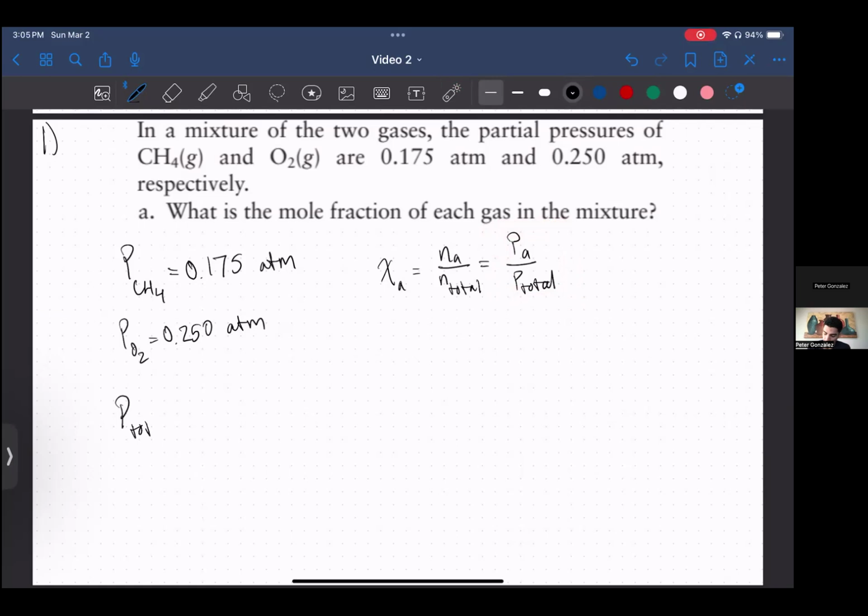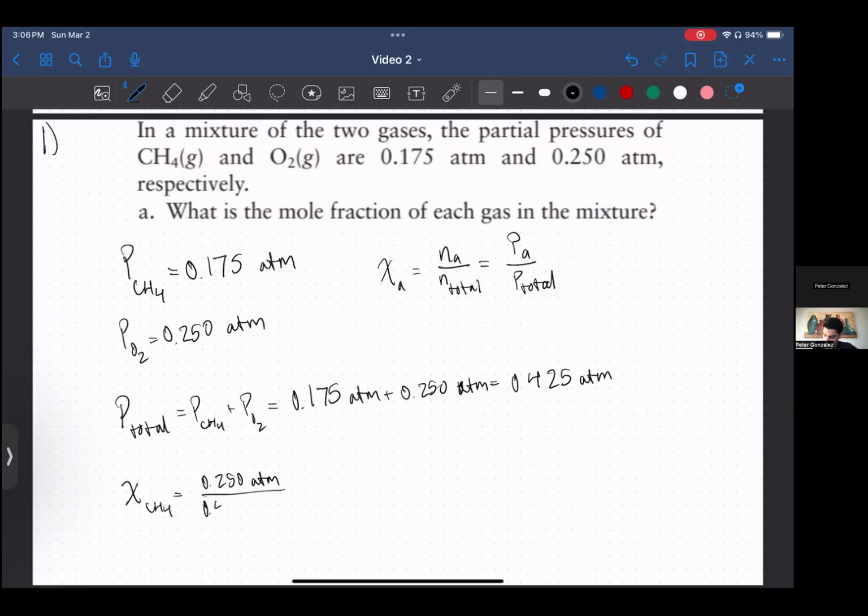So we can figure out the total pressure by adding together the pressure of O2 and the pressure of CH4. And so this will be equal to 0.175 atm plus 0.250 atm, and this will be equal to 0.425 atm. All right, awesome. Now we have the total pressure and the pressures of each gas, we can figure out the mole fraction. So mole fraction of CH4 will be equal to 0.250 atm divided by 0.425 atm. Notice here mole fraction is a value that has no unit, because when you plug in atm over atm or moles over moles, it cancels out fully. So you won't ever have a unit for your mole fraction. It's just like a ratio, really.